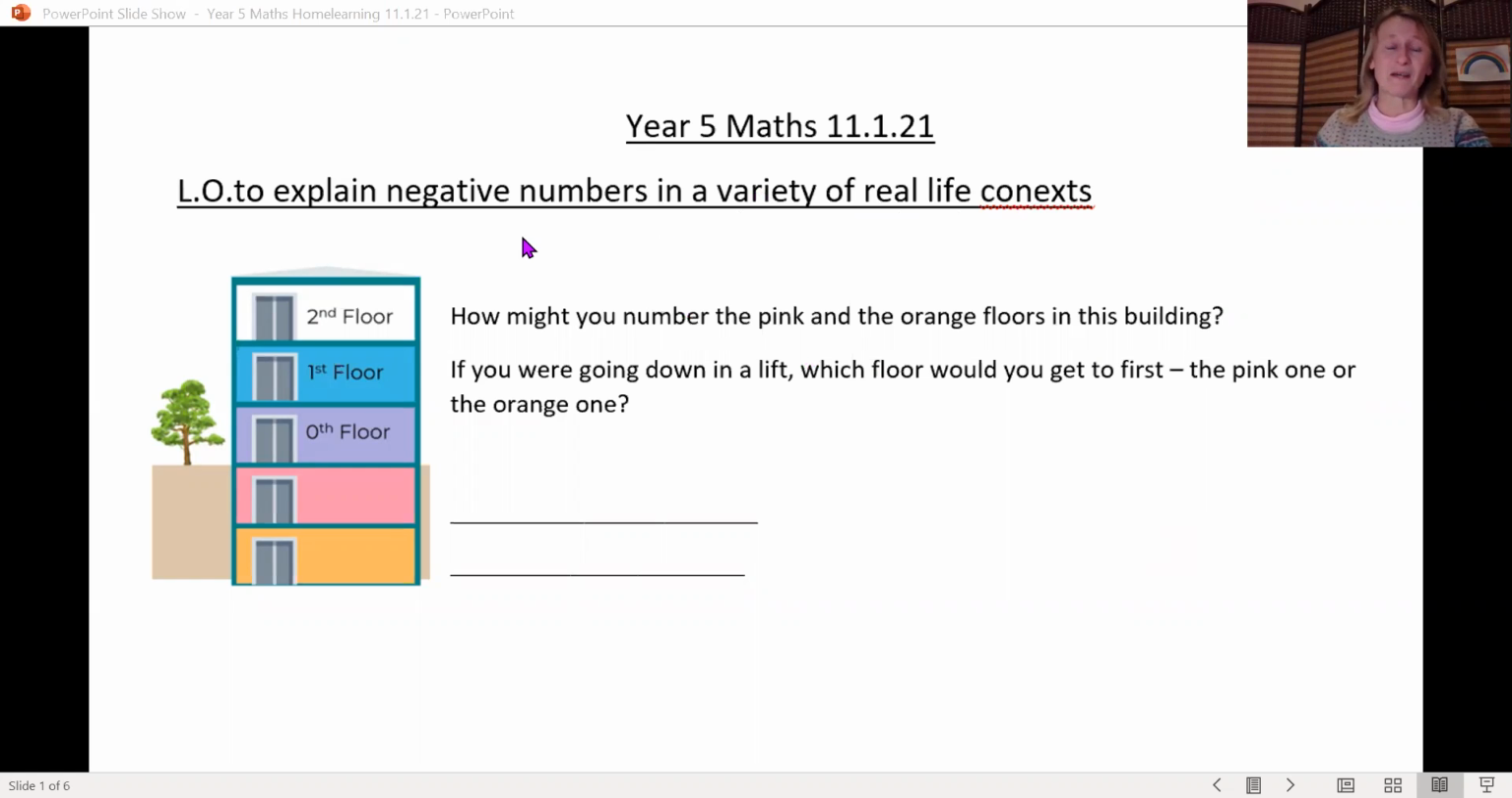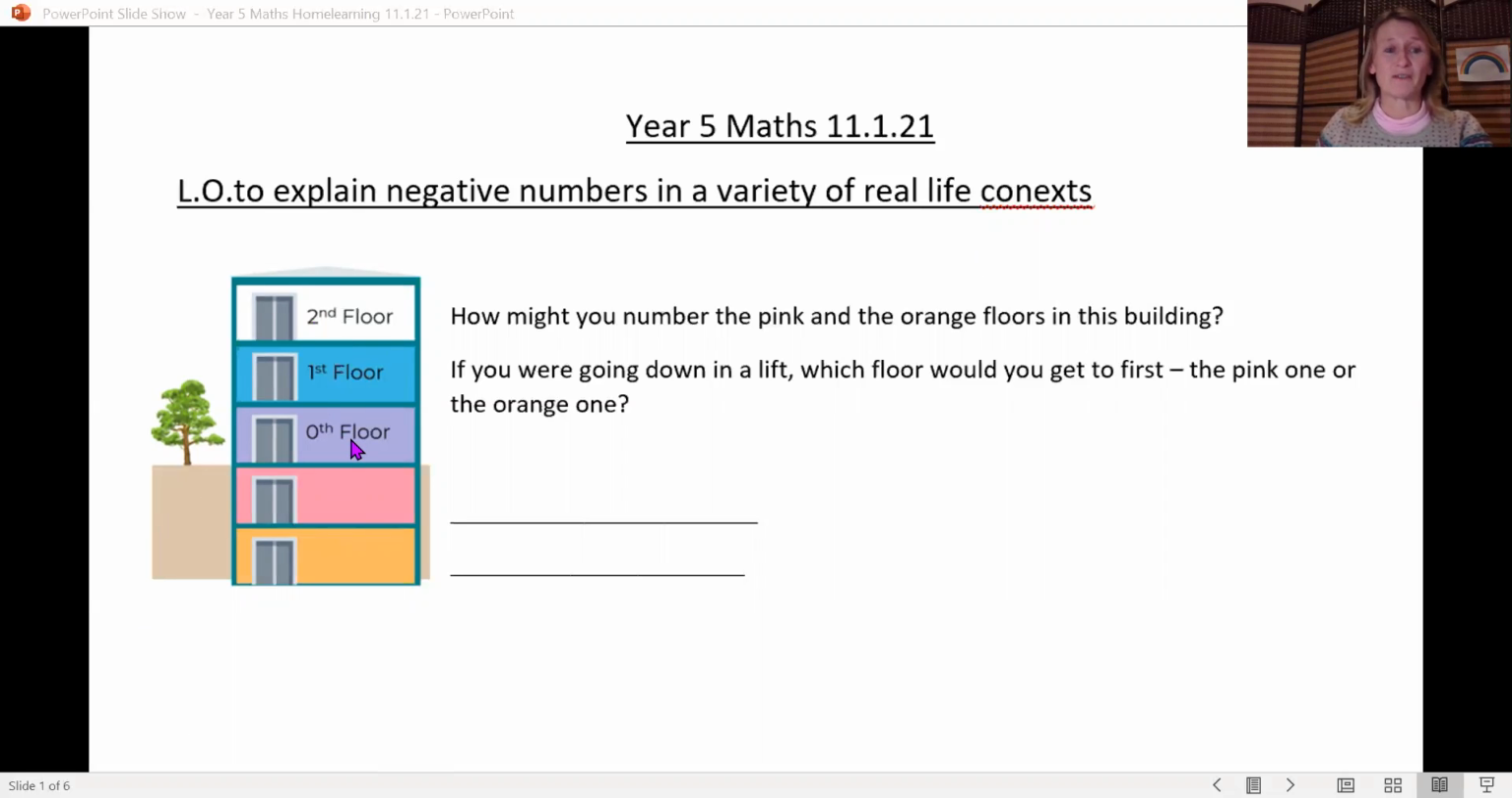So it means that we're going to look at negative numbers again, because we have talked about them earlier in the year. We're going to put them into real life situations where we might see negative numbers. Okay, so this first one is a building, and it's a building that goes down below the ground. The tree there is sitting right on the ground. It goes down below the ground and up above the ground.